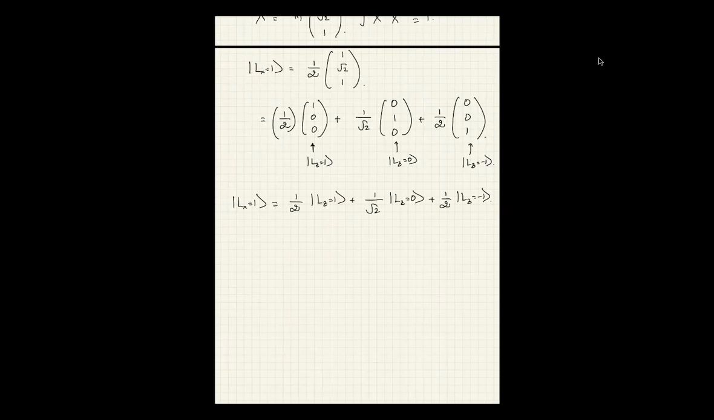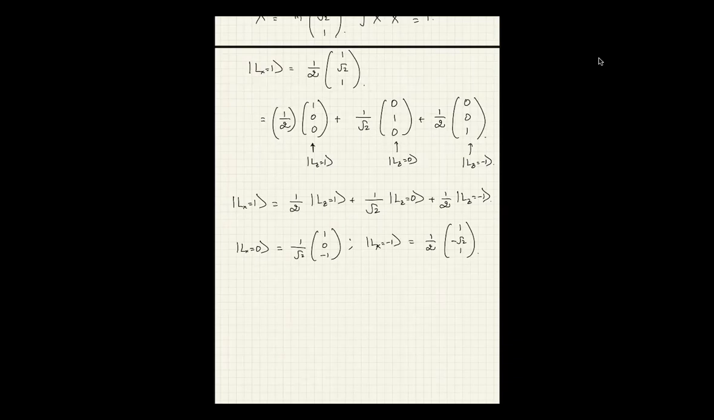So you would actually find that Lx equal to 0 would correspond to the vector something like 1 over root 2 times (1, 0, minus 1). And Lx equals minus 1 would correspond to 1 half (1, minus root 2, 1). Okay, so you should go ahead and check that all these three states are orthogonal to each other. So Lx equal to 1 is orthogonal to Lx equal to 0 and Lx equals minus 1. And Lx equal to 0 and Lx equals minus 1 are also orthogonal.